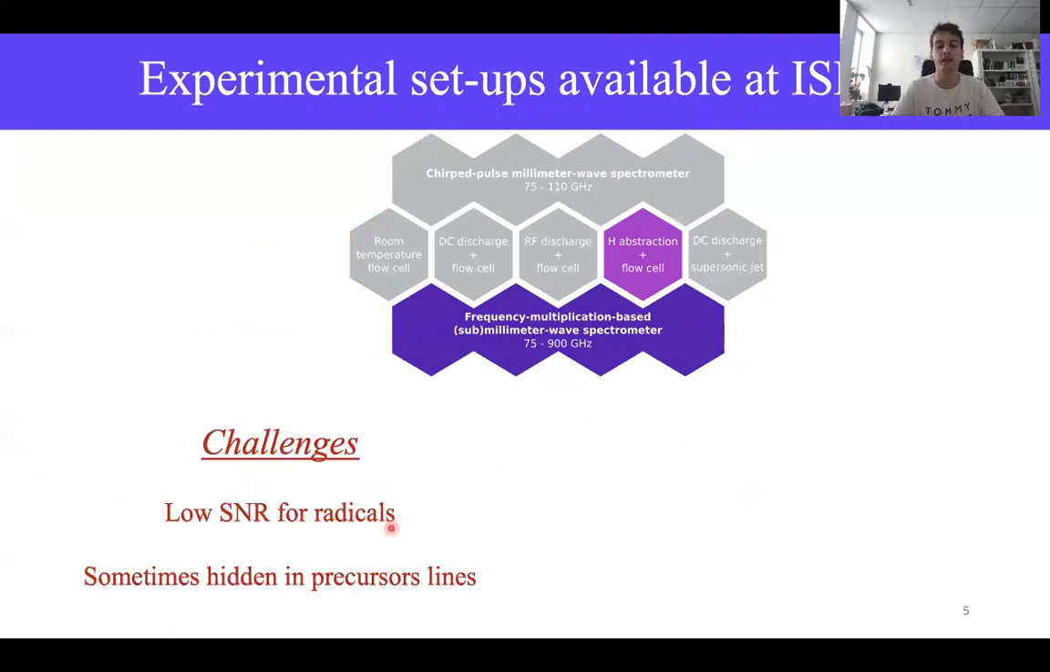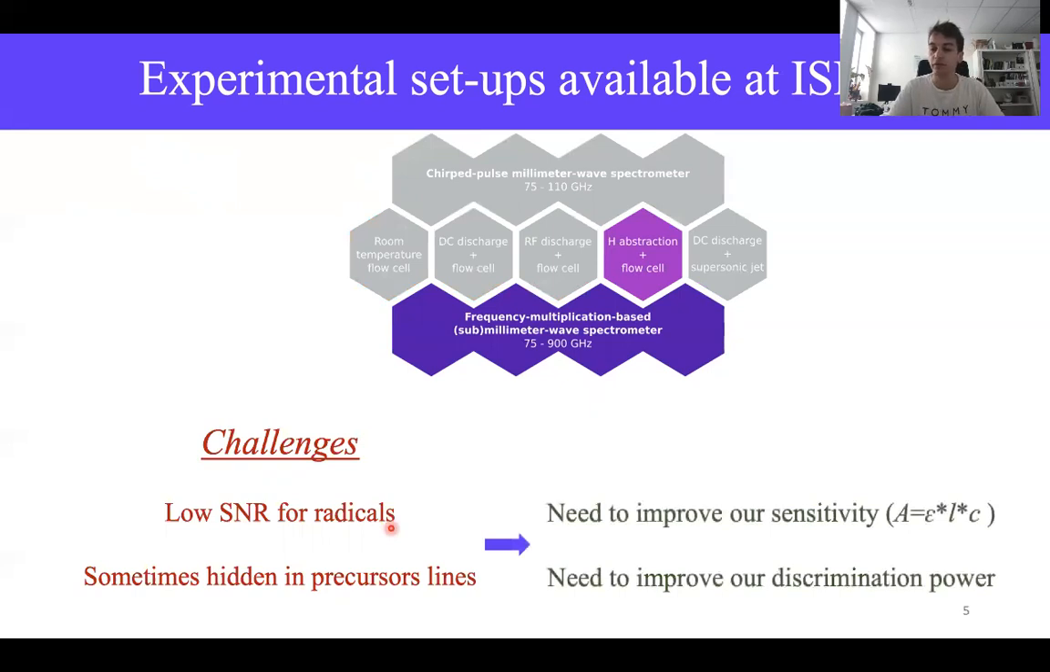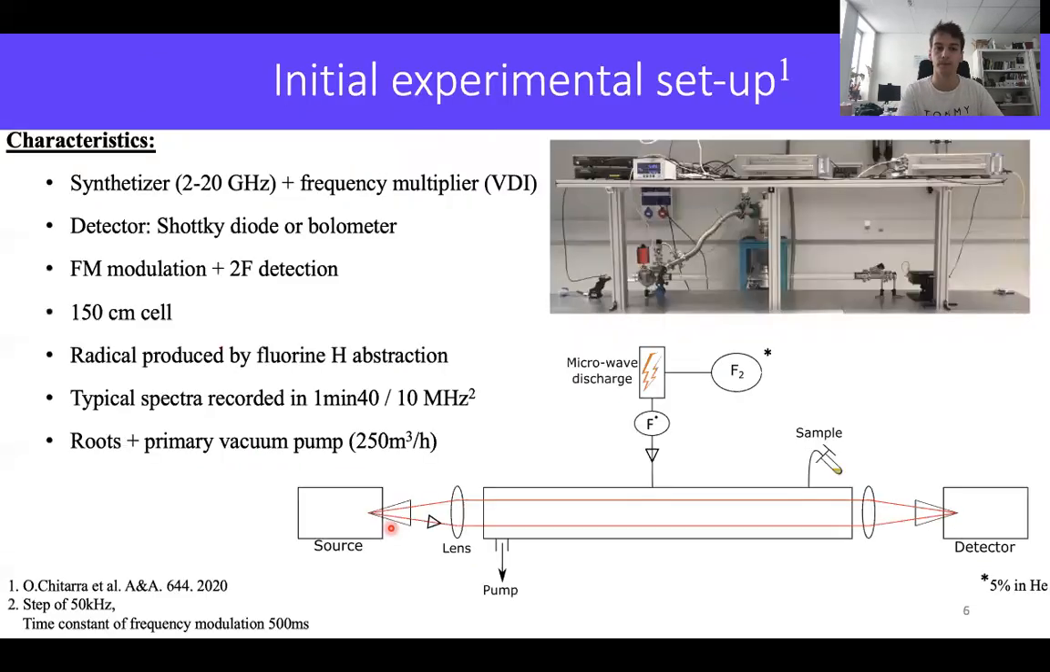The problem is that we produce just a little bit of radicals. They have a high reactivity and a short lifetime, so we have a low signal-to-noise ratio. And sometimes they can be hidden in the precursor lines. So we need to improve our sensitivity, we need to improve the absorption through the Beer-Lambert law, and we need to improve our discrimination power to know if the line is hidden or not in the precursor line.